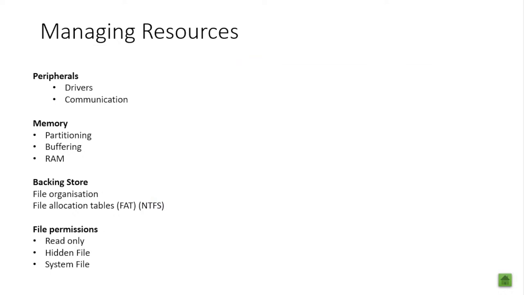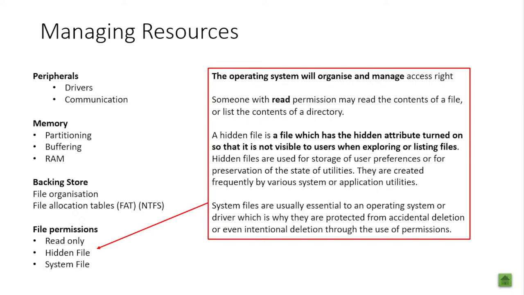And then the last one there, we've got file permissions. So your operating system will organize and manage access rights. So someone with read permissions, they may read the contents of the file or the list, or they might just list the contents of their directory and no more. A hidden file is a file which has the hidden attribute turned on so that it's not visible to users when exploring or listing files. Now, when it says listing files, it means through the command line. So when you're typing commands in.